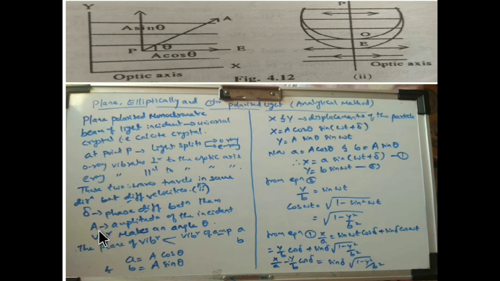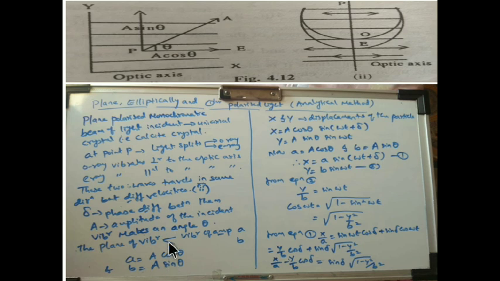Let capital A be the amplitude of the incident vibration, which makes an angle theta. The plane of vibration splits up into two individual vibrations of amplitude small a and small b. These indicate the amplitude for the extraordinary and the ordinary rays respectively. For the extraordinary, the amplitude a is equal to capital A cos theta. And small b, for the ordinary, is capital A sine theta.